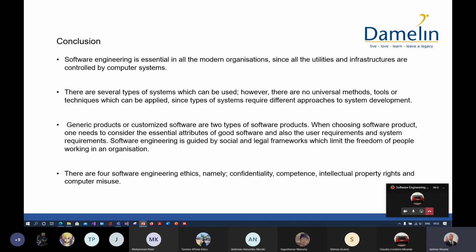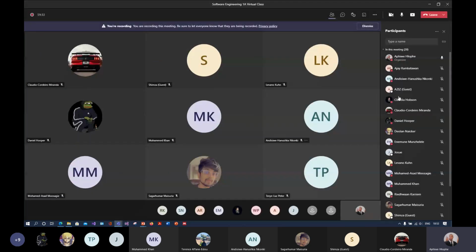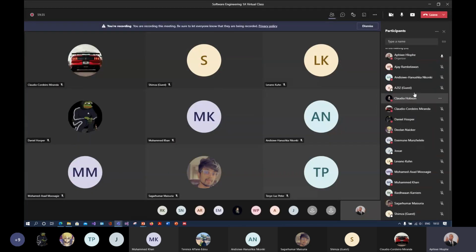And lastly, there are 4 software engineering ethics, which we talked about: confidentiality, competence, intellectual property, and computer misuse. Okay, so that is Unit 1 in week 1, and we covered the topic introduction to software engineering.